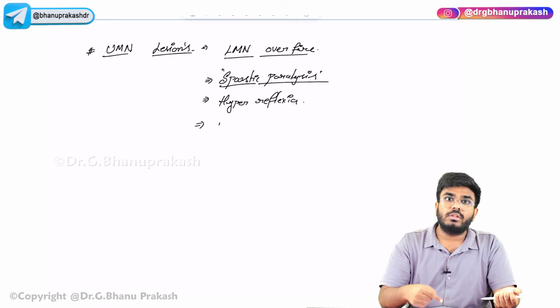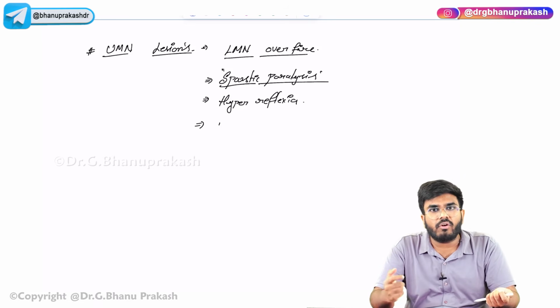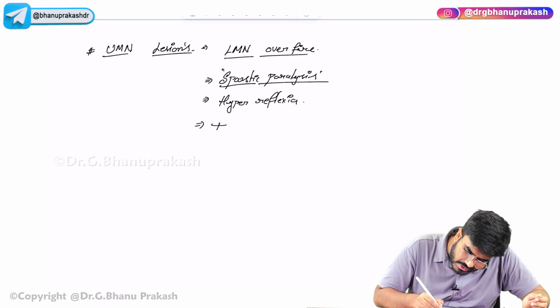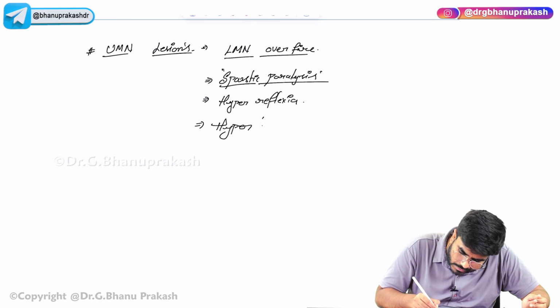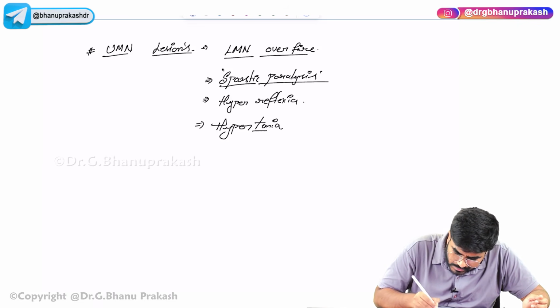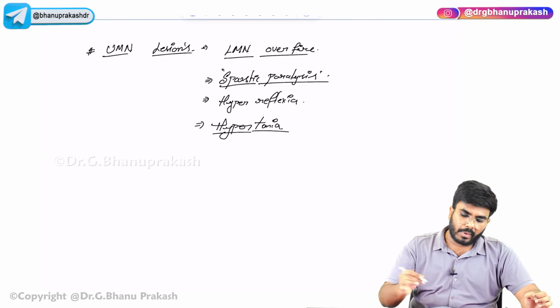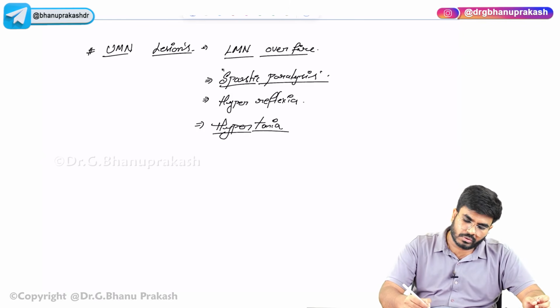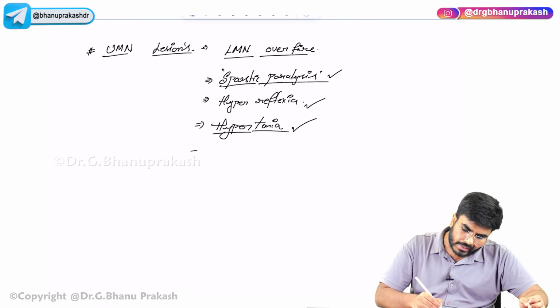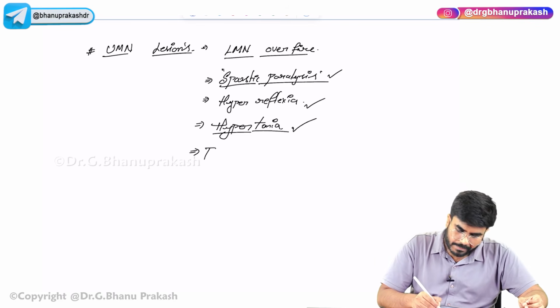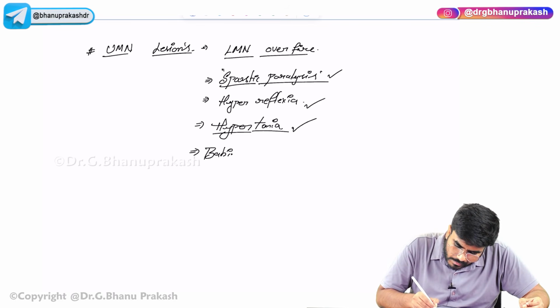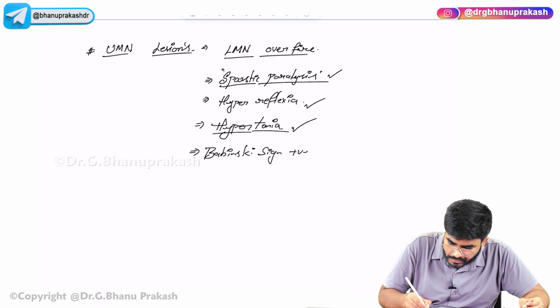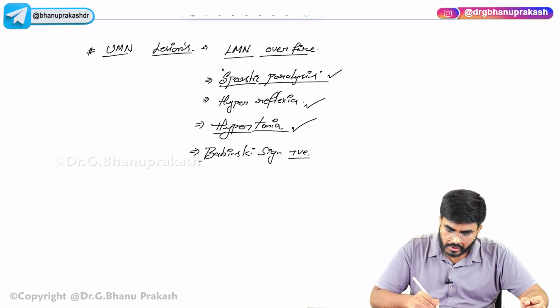Now in these conditions, the lower motor neurons are overacting. They are overfiring. So what about the tone inside the muscles? There will be hypertonia. So in upper motor neuron lesions, the lower motor neurons are overfiring, which will lead to spastic paralysis, hyperreflexia and hypertonia. Not only that, if you check the Babinski sign, it will come positive.